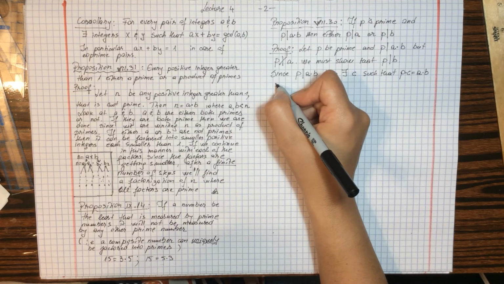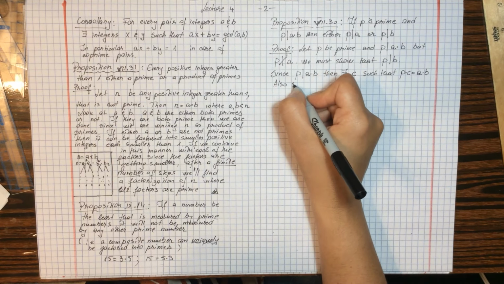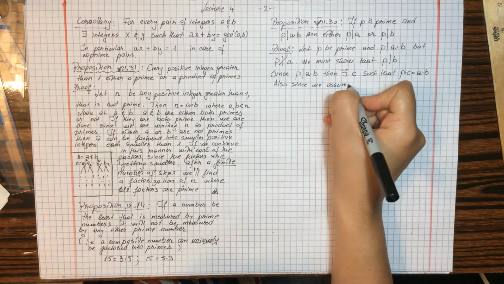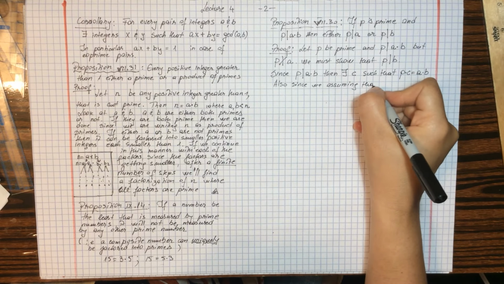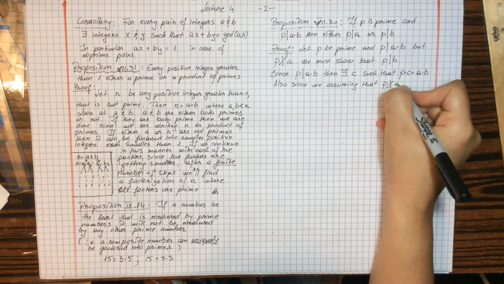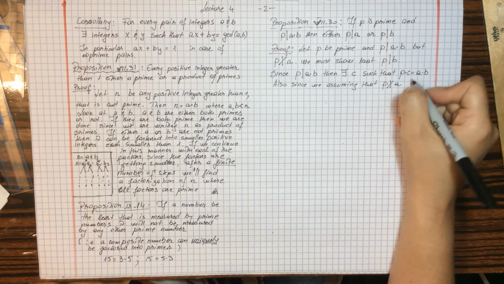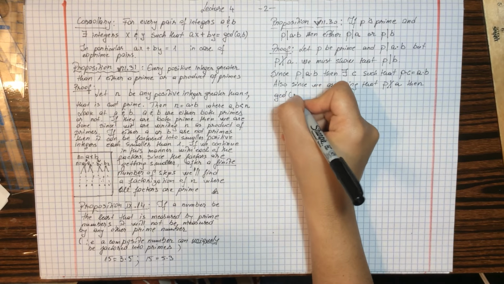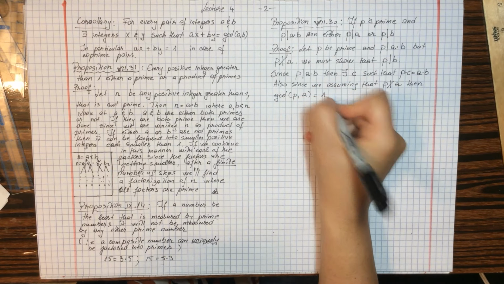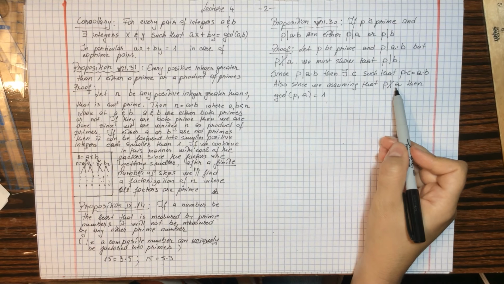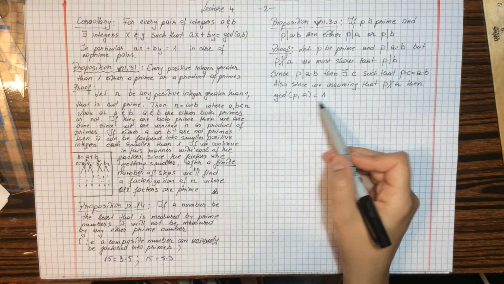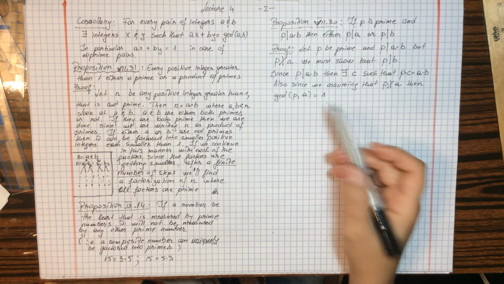Okay. Also, since we are assuming that P does not divide A, then the GCD of P and A must be what? Must be equal to 1. If P does not divide A, it means that they have no common factors. And if they have no common factors, it means that the greatest common divisor is 1, or their GCD is 1, or they are coprime.